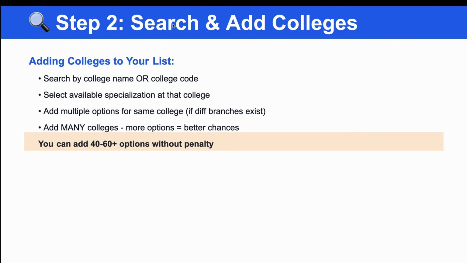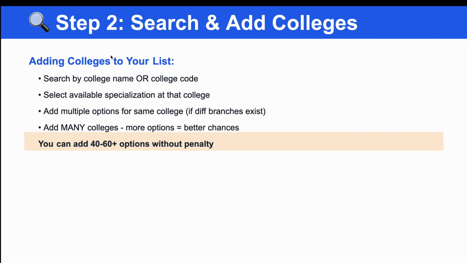Now coming to step number 2, search and add colleges. See, you can either search by college name or college code, but most of you should always try with the college code. College name doesn't work in some cases. Now select the available specialization at that college. For example, if you are someone who wants to try in Osmania, you can enter OU.